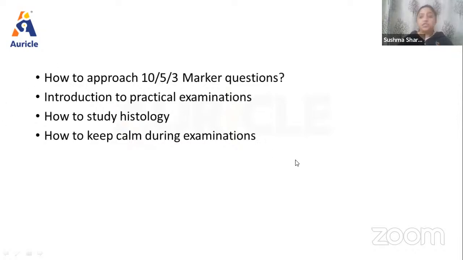Then, how to study histology? Guys, histology is something that we tend to forget because it's all pink and blue. Until and unless you become a specialist, it is pink and blue for all of us. So how to study histology is, again, practice. Go to Google, see different images of the same specimen. For example, cartilage is a very important slide, isn't it? Or pancreas is a very important slide.